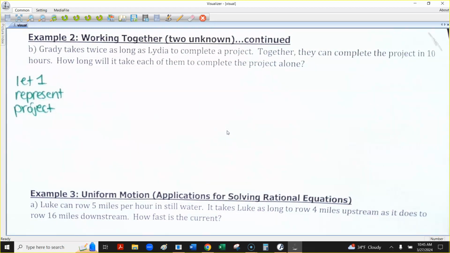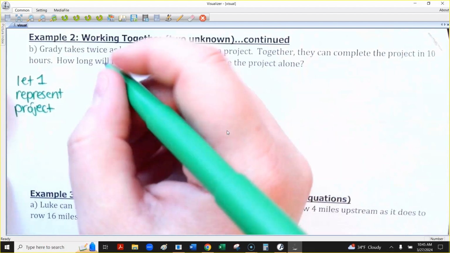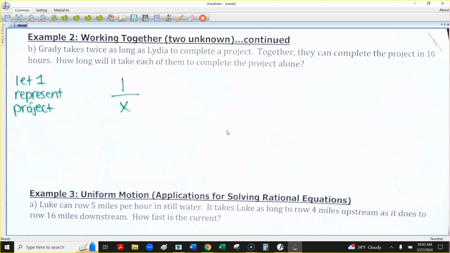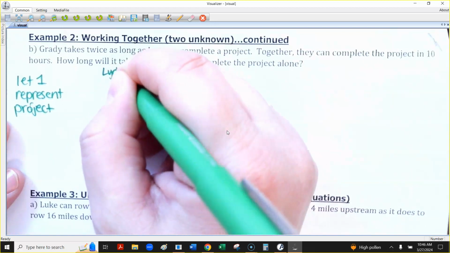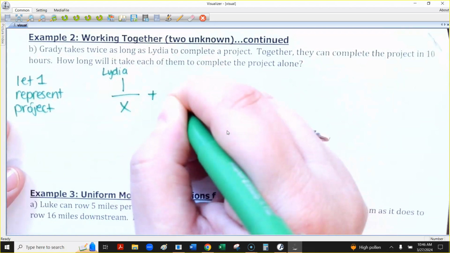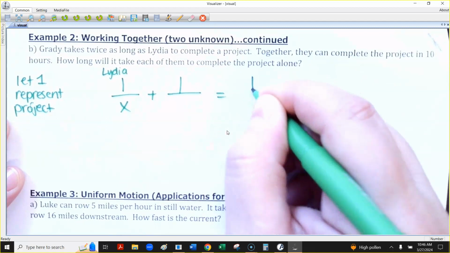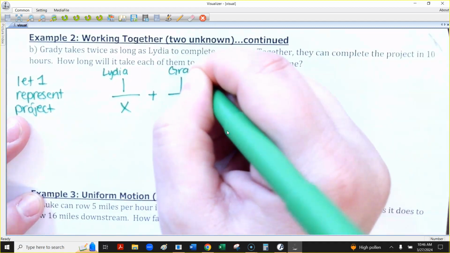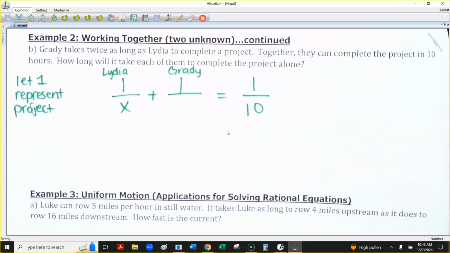Okay. It says Grady takes twice as long as Lydia. So to do the one project, let's say she took X, what is this in? It's in 10 hours. So let's say it takes X hours. This will be for Lydia. Okay, now they're going to work together and it's going to take 10 hours. Right? Now, they don't tell you the time for either person and it tells you it takes Grady twice as long as her to complete the project.